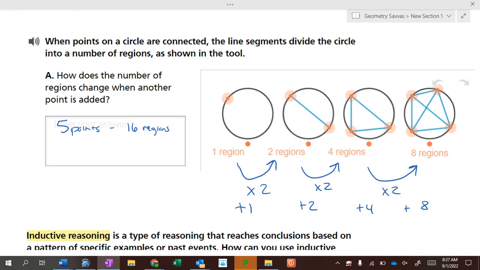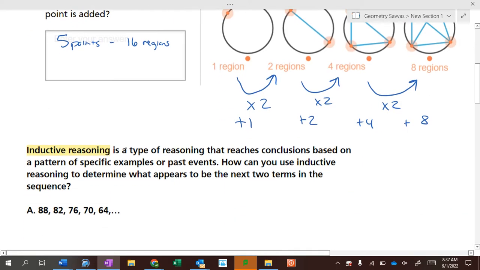Both of them used what was called inductive reasoning, which is a type of reasoning that reaches conclusions based on a specific pattern of past events. Okay, just go that far when you write down your definition. A type of reasoning that reaches conclusions based on a pattern of specific examples or past events.